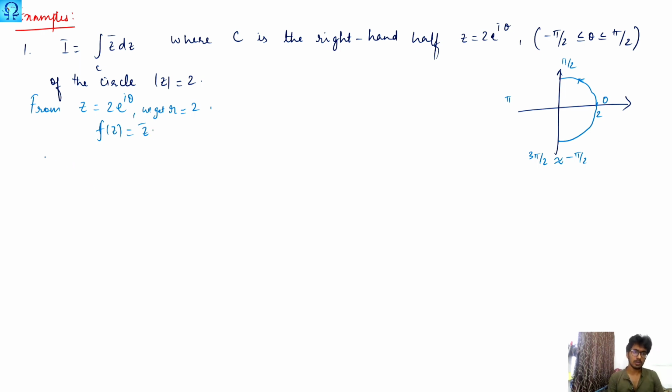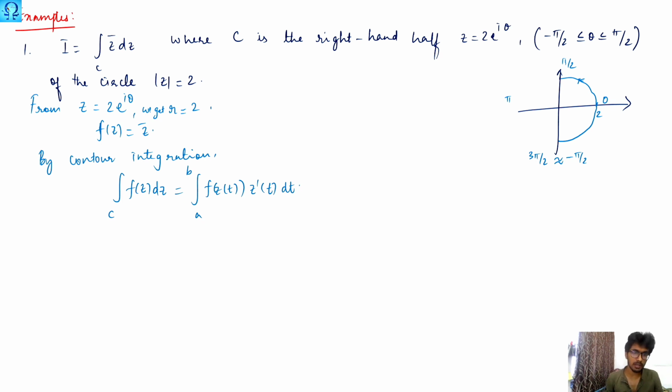By contour integration, how do we write? The integral over c of f of z dz is the integral over the given limit a to b of f of z of t, z prime of t dt. We change everything into one parameter t, where t is the real variable.